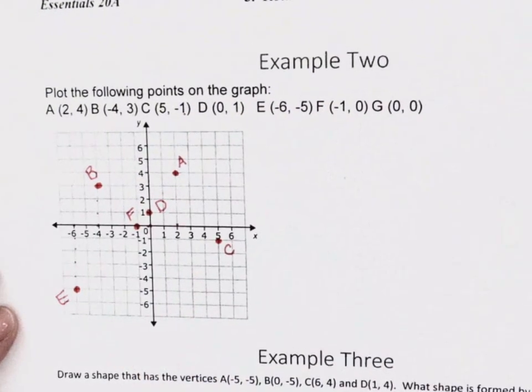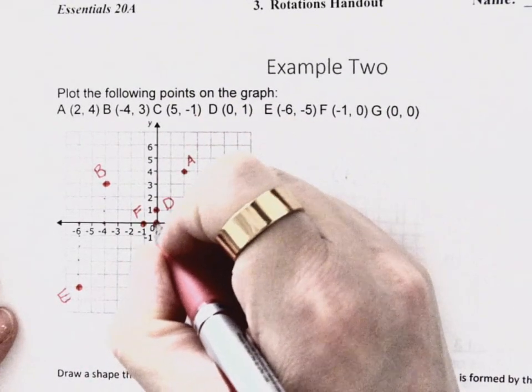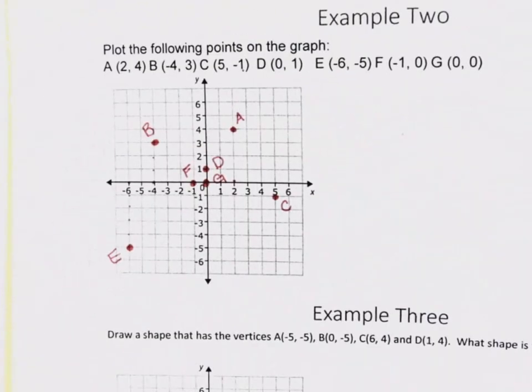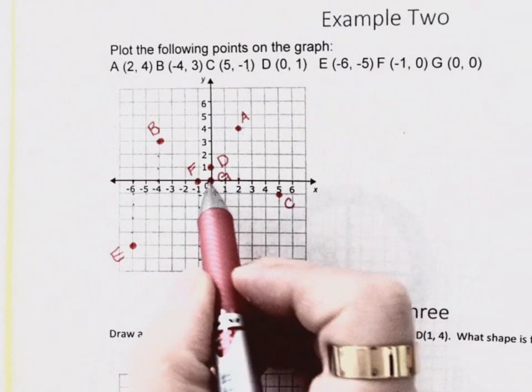Now the last one, G, is a very special point. That's 0, 0. That is right here, and that is what we call the origin. So if you ever see 0, 0, you know you're at your starting place.